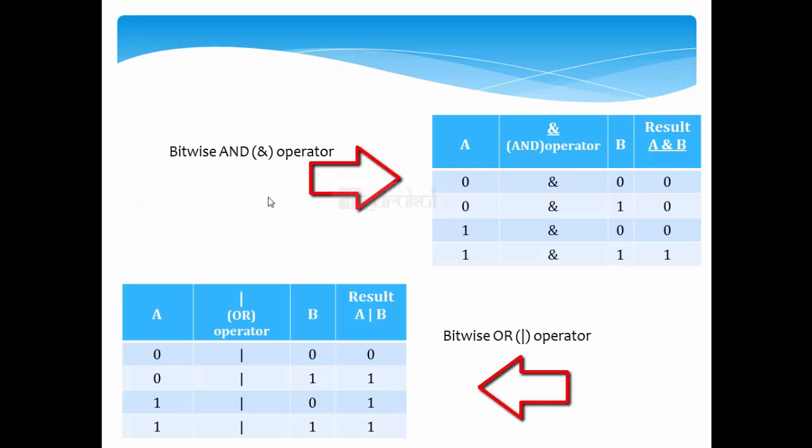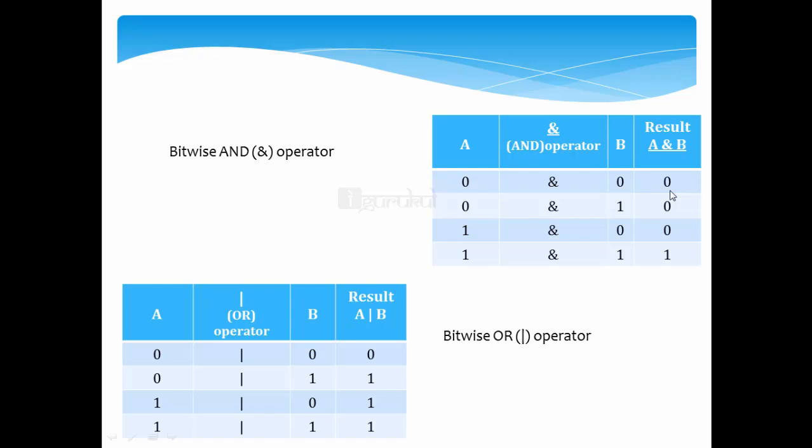The first one is the bitwise AND operator. That means if you have A and B, the value of A is 0 and B is 0, the output for A and B bitwise operator will be 0. Now, don't bother too much about this. Let's create an example and then I will explain each and everything.